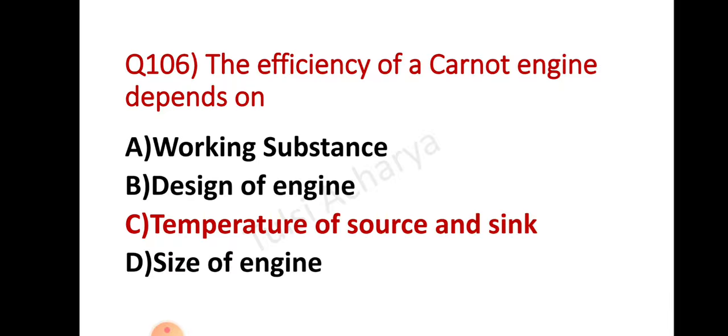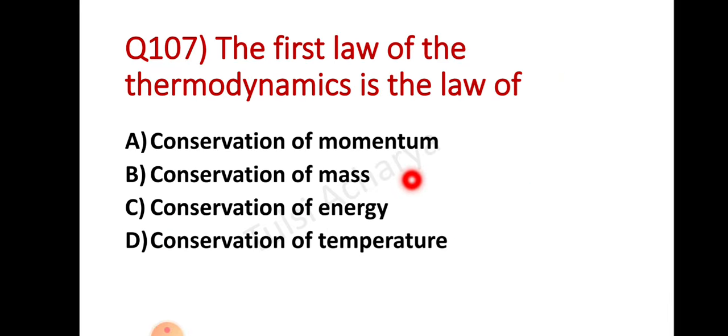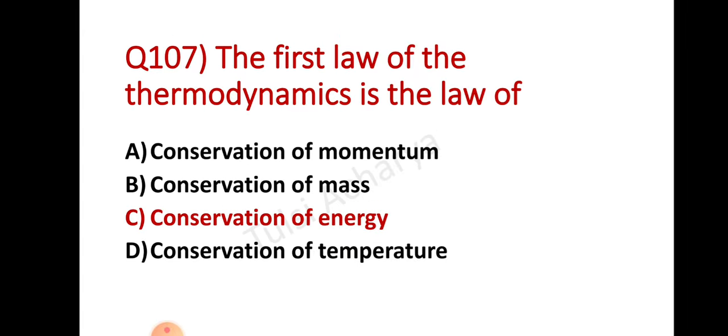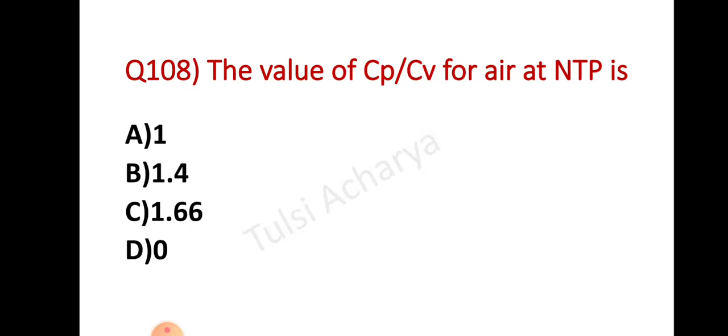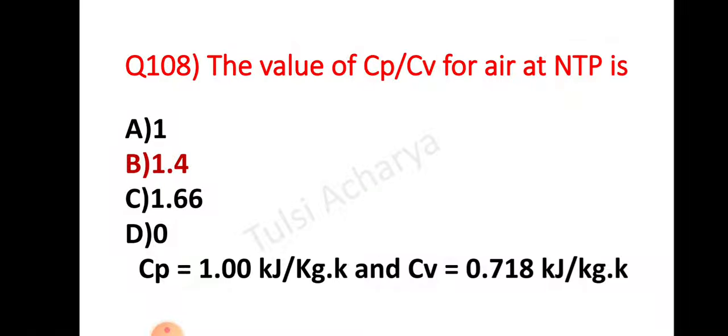Now let's move to question number 107. The first law of thermodynamics is the law of, we all know that first law of thermodynamics is the law of conservation of energy, that is option choice C. Now let's move to question number 108. The value of Cp divided by Cv for air at NTP is 1.4. Our Cp is this and Cv is this. By dividing these two quantities we get 1.4, that is option choice B.